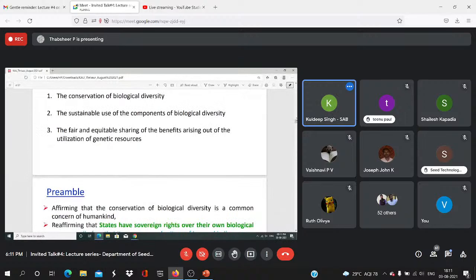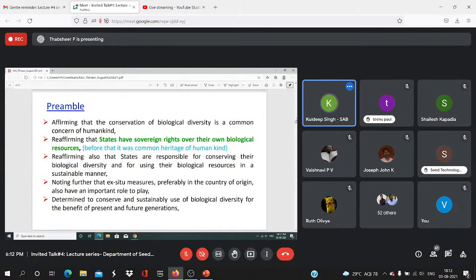Now look, this I will ask every student. If you go to the CBD, read the preamble. Now see the preamble, it places a responsibility on us. It says, we are affirming that the conservation of biological diversity is a common concern of humankind. So all of us have a responsibility to conserve it. In fact, prior to CBD, biodiversity was the heritage of humankind, but thereafter it has become the sovereign right of the individual states.